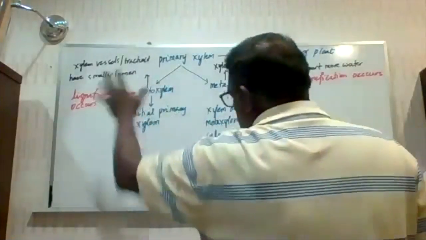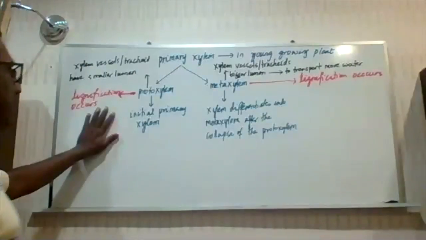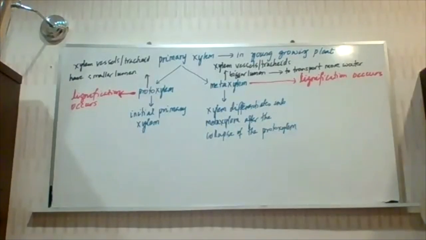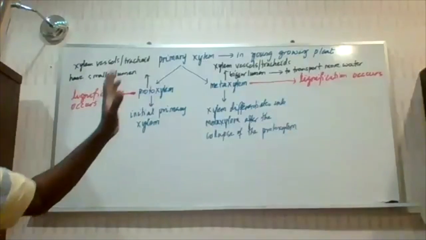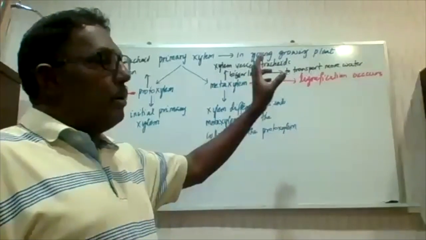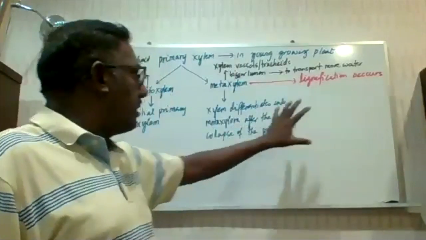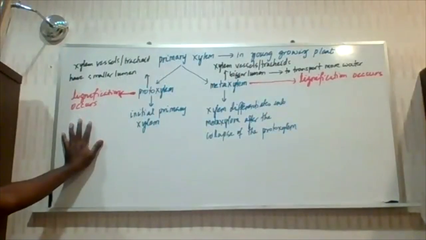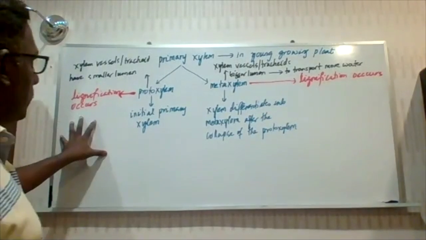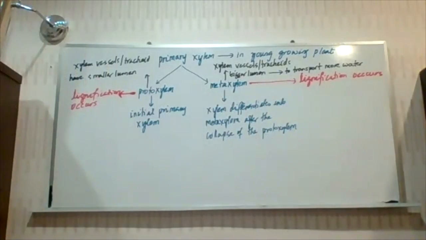Smaller lumen, transporting less. So the lignification in the protoxylem and the lignification in the metaxylem cannot be the same because they're subjected to different pressure. That means this needs more lignification. It requires more reinforced lignification than this. This will explain to you why the lignification in the protoxylem and metaxylem are not the same.